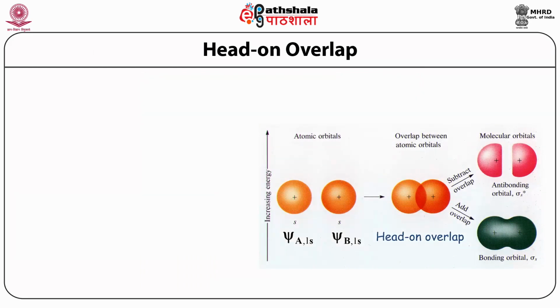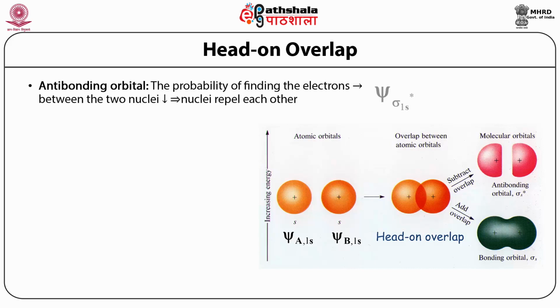So students, let us now discuss the antibonding orbital. The antibonding orbital represents the lack of probability of finding the electrons between the two nuclei, which implies the nuclei repel each other, and it is given by psi sigma 1s star. If we have two s orbitals, which are represented by these orange colored spherical graphs, they are represented by psi a 1s and psi b 1s.